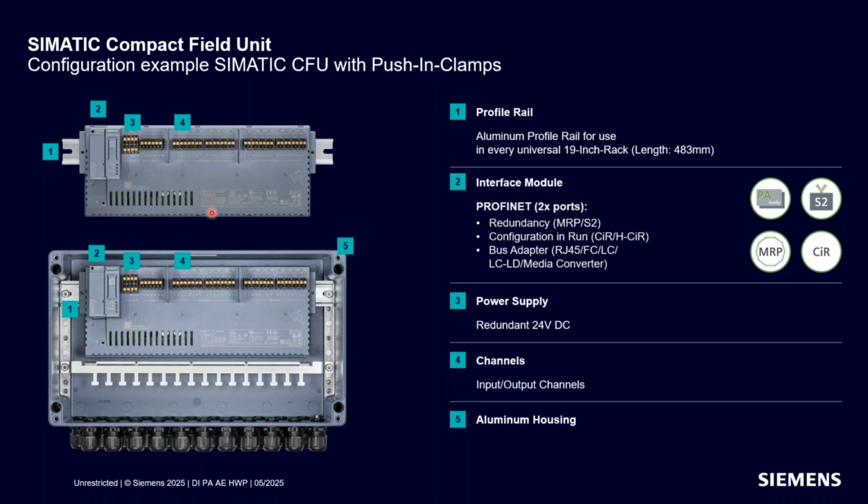The further structure is the following. We have a profile rail, then we have a Profinet interface module. There we have two Profinet ports to fulfill Profinet redundancy, so the media redundancy, but also Profinet S2 redundancy. Due to that, we also have the possibility of configuration and run, so talking about KIA and HARKIA. Next to the interface module, we see our power supply. This is a redundant 24 volt power supply. And after that, we see our channels to the field, and therefore we have 16 channels that can be connected directly to the field.